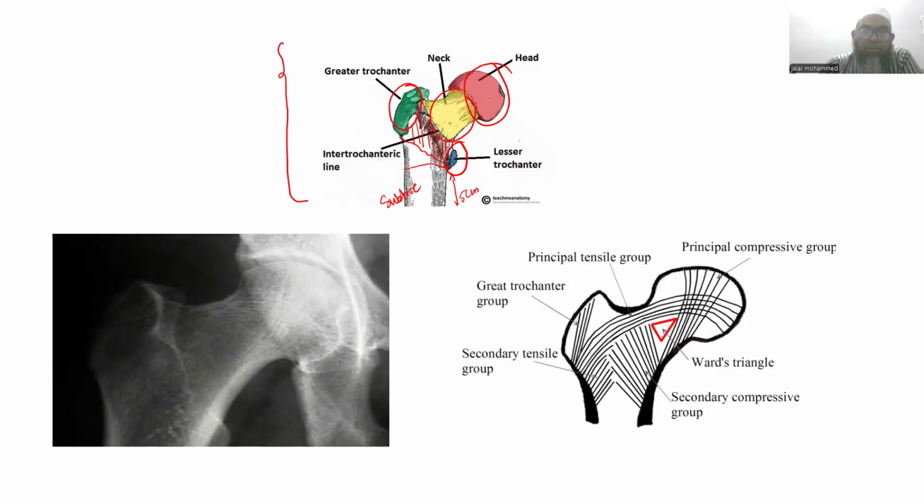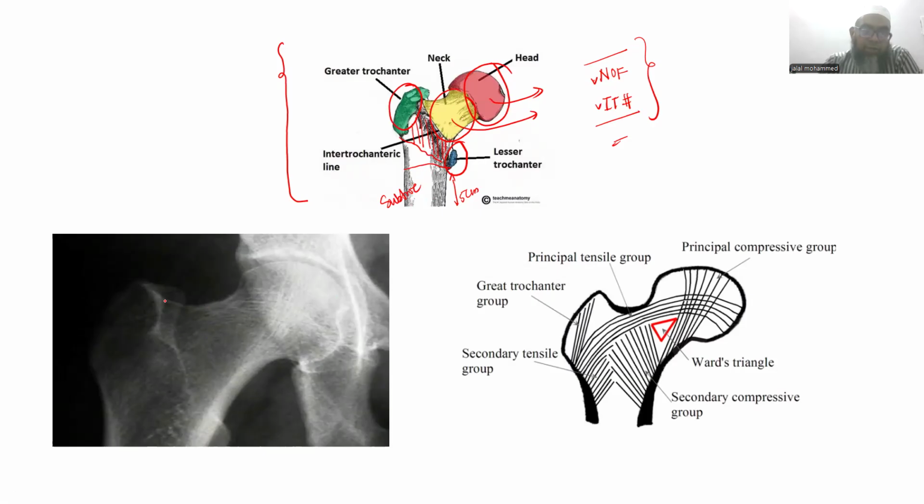So any fracture can involve the head of the femur, the neck of the femur, the intertrochanteric area, or the subtrochanteric area. Out of that, for the exam, neck of femur fracture is very important, and intertrochanteric fracture is also very important. These are repeatedly asked questions in your exam.